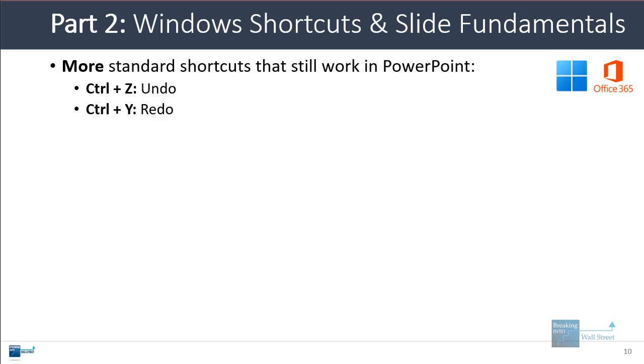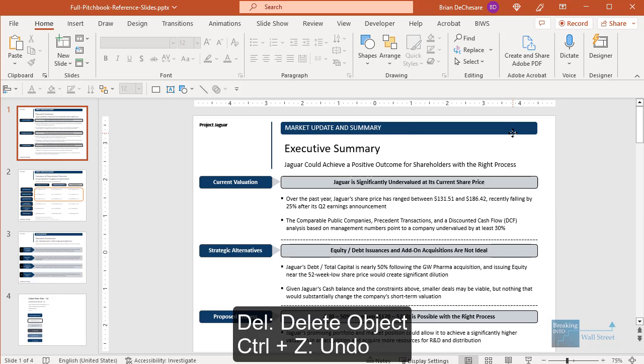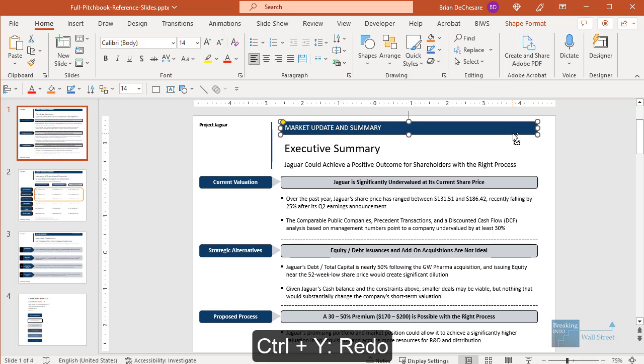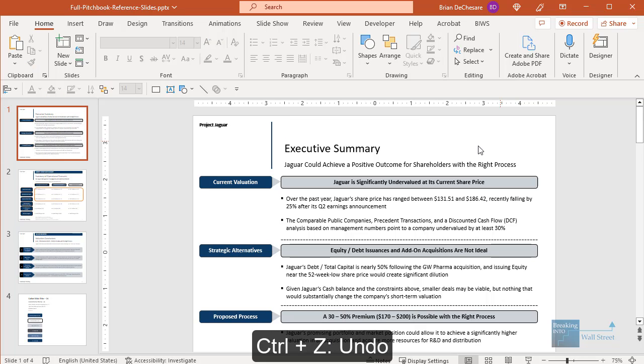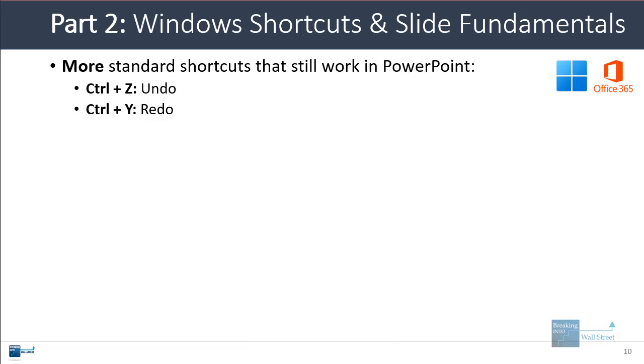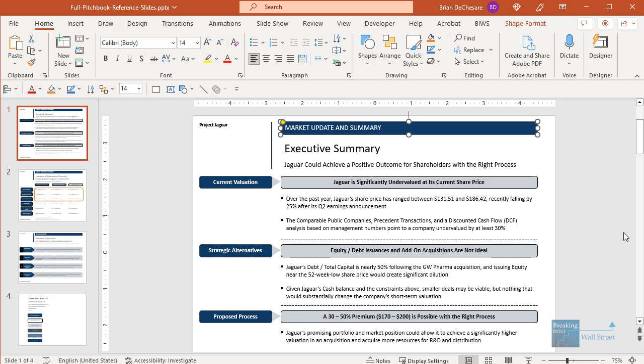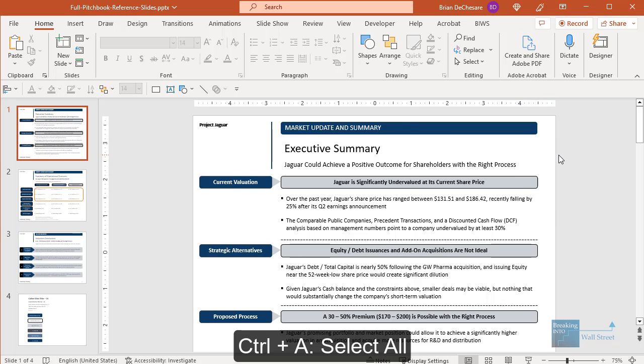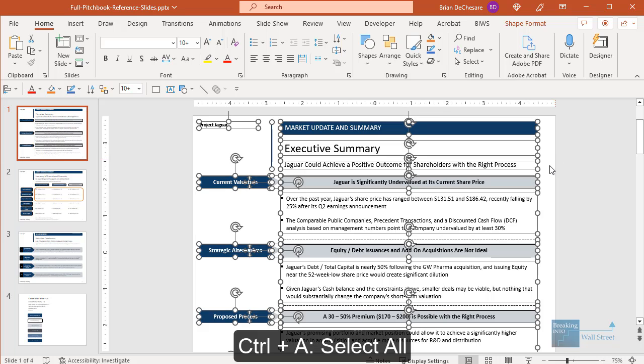The undo and redo commands, Control plus Z and Control plus Y, also work. So if I delete something and I change my mind, I can press Control Z to undo it, or I can press Control Y to redo it. I'll press Control Z to take it back to its original state. I can do Control A for select all, so I can click not on any particular object, but just on some off area of this slide, and I can do Control A, and now everything on this slide is selected.